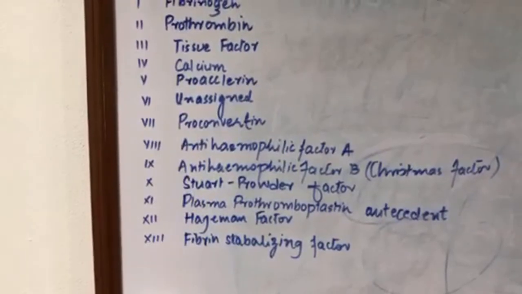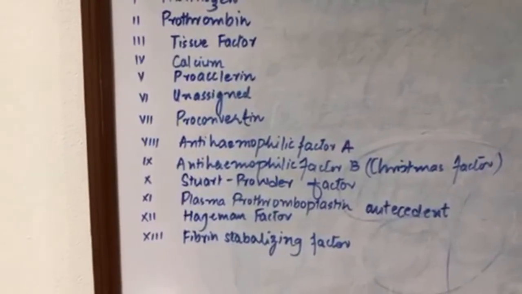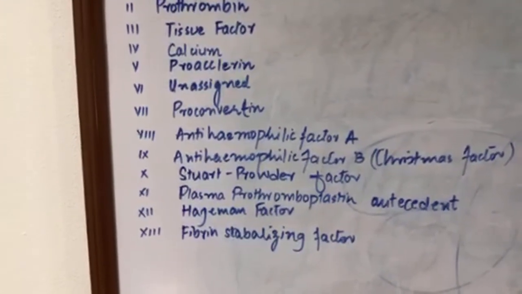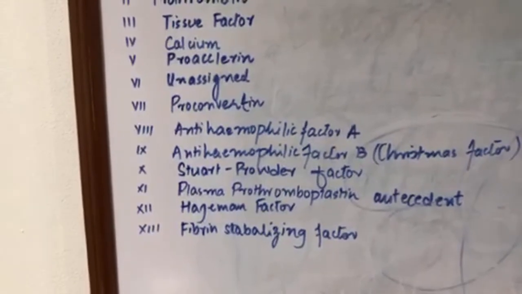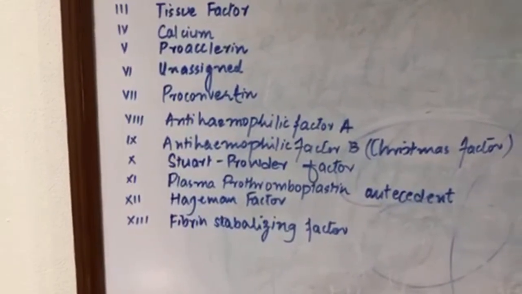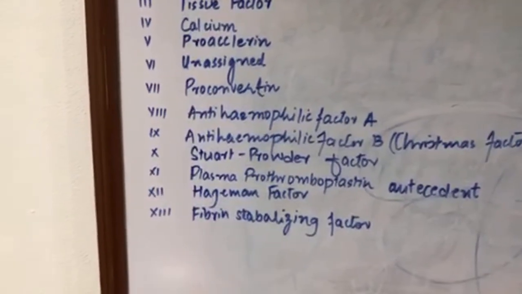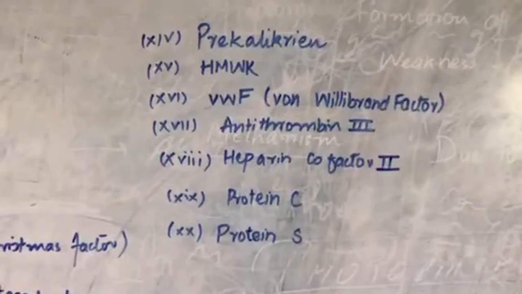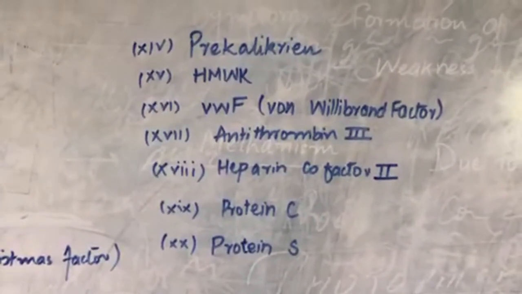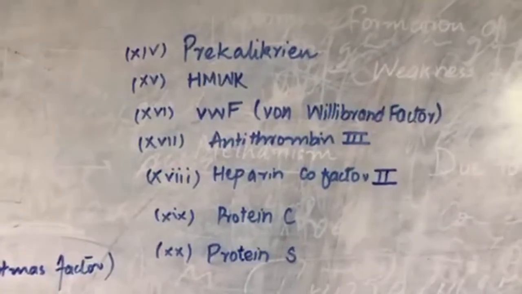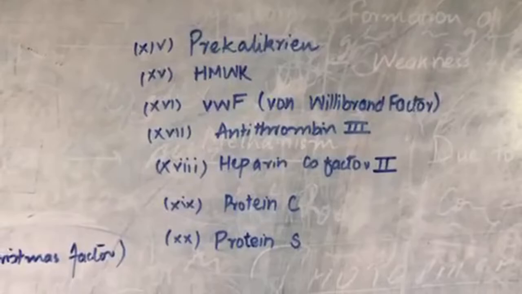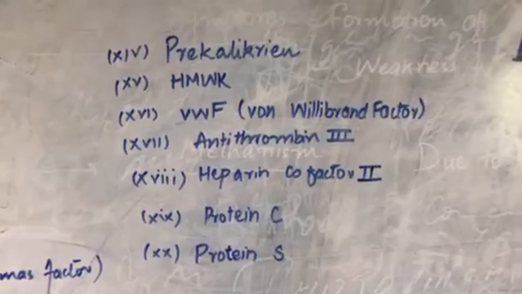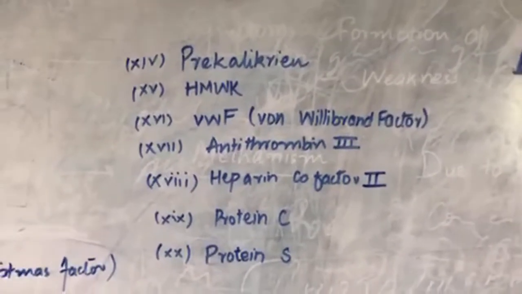Factor 10 is the Stuart-Prower factor, and factor 11 is plasma thromboplastin antecedent. Factor 12 is Hageman factor, and factor 13 is fibrin stabilizing factor. The other factors include factor 14, prekallikrein, factor 15, HMWK, factor 16, von Willebrand factor. Factor 17 is antithrombin 3, 18 is heparin cofactor 2, 19 is protein C, and 20 is protein S.